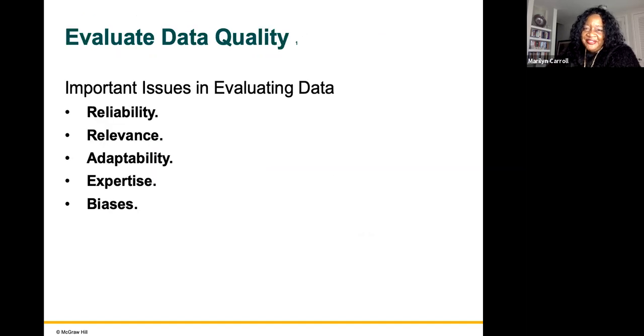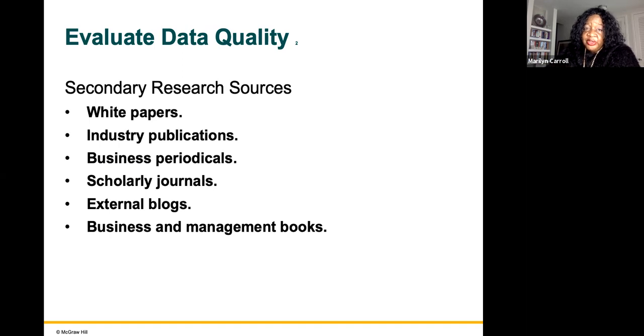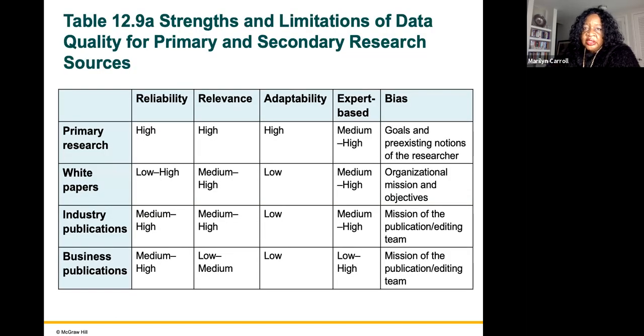Important issues in evaluating data: reliability is important, relevance is important, adaptability is important as well, and expertise and not having biases, okay? Secondary research sources include white papers, which are great for this, industry publications, business periodicals, scholarly journals, external blogs, and business and management books, okay? There are strengths and limitations of data quality for primary and secondary research.